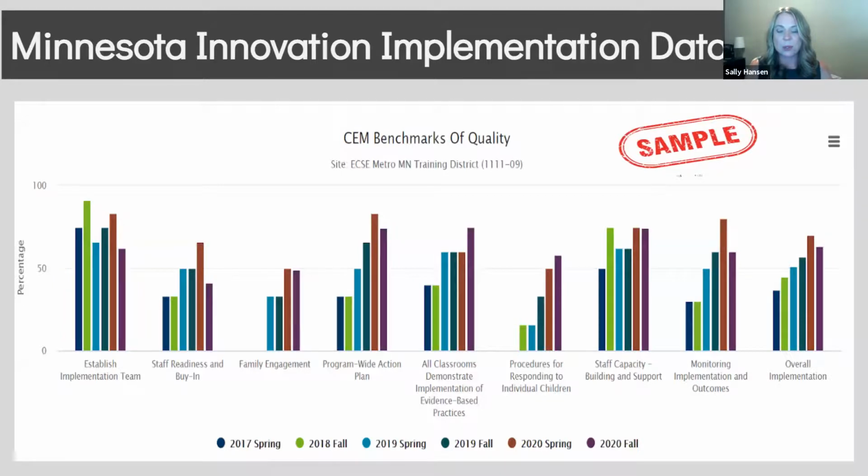You might also decide to do some action planning around family engagement or around staff readiness and buy-in, seeing that those items are at or below 50% implementation. And we'll want to be sure we're hitting all of those indicators to set us up for program-wide adoption success.